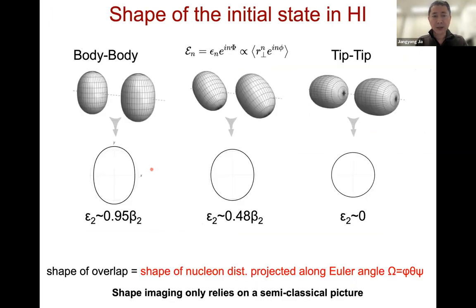The relationship turns out to be quite simple because it's all geometry driven. Let me use this simple cartoon to establish this connection. Let's only consider a liquid drop, which has a sharp surface; it's a very simple picture. You have this prolate deformed uranium, and you have a body-body collision, in the central collision, head-on, body-body, or tip-tip, or something in between.